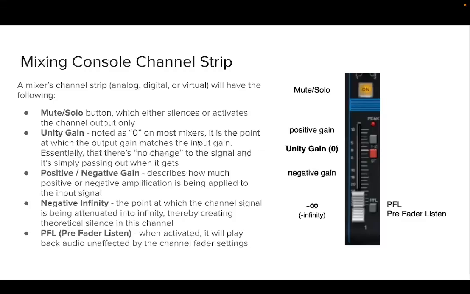Noted as 0 on most mixers, it is the point at which the output gain matches the input gain of that particular channel. It essentially means that there has been no change in amplitude to the signal that it receives, and it is simply passing out what it gets. So at unity gain, your signal is as rich as it is when it comes in out of the input side of the channel. Raising or lowering this slider will either increase it with positive gain or negative gain to either make it louder or quieter. Positive and negative gain describes how much positive or negative amplification is being applied to the input signal.